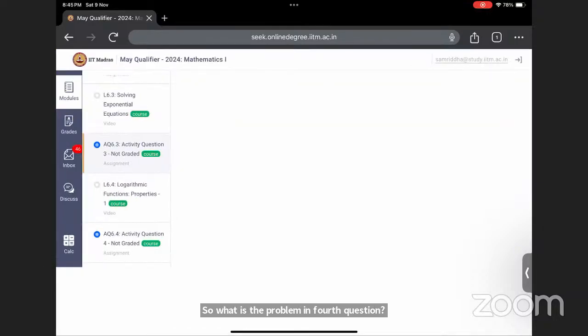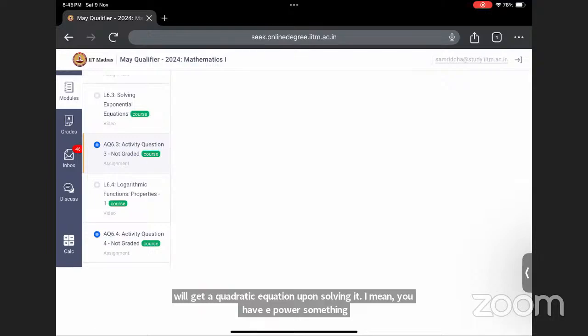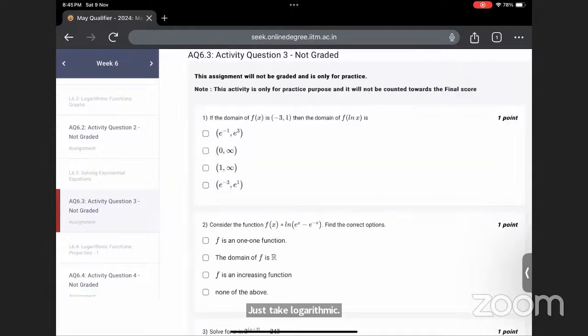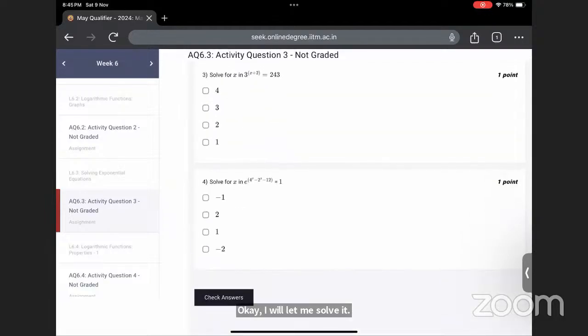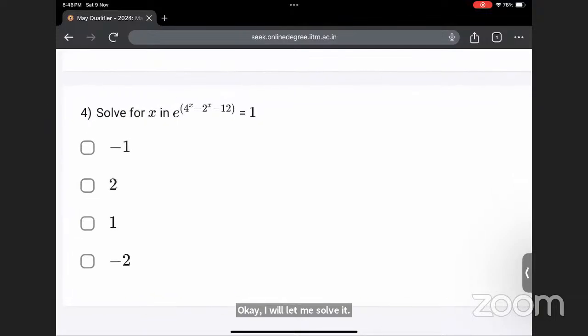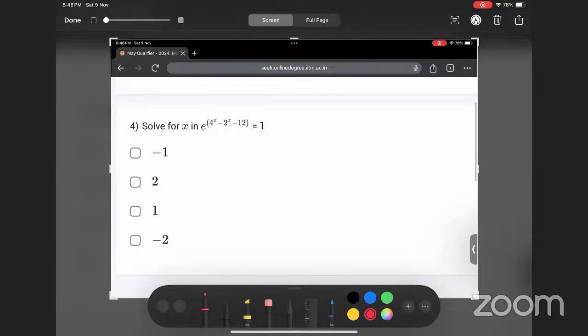You will get a quadratic equation upon solving it. I mean, you have e power something. Just take a logarithm. Okay, let me solve it. So you have to solve it. So just do it step by step. Okay. So what is your first target?